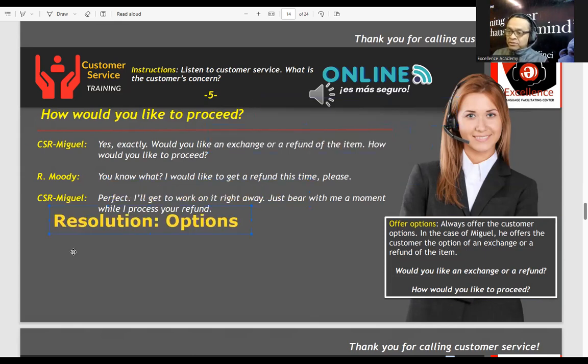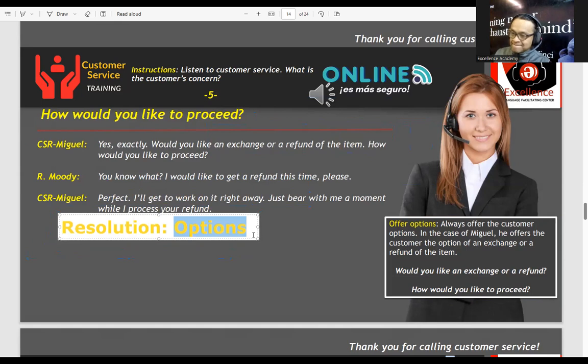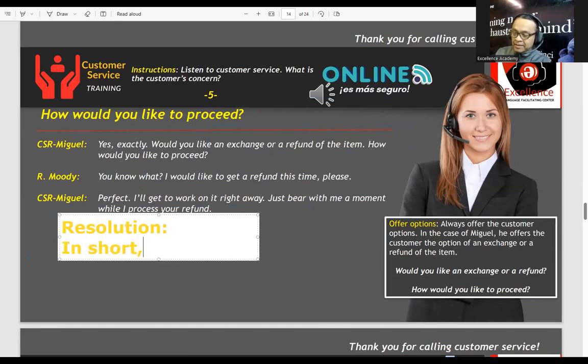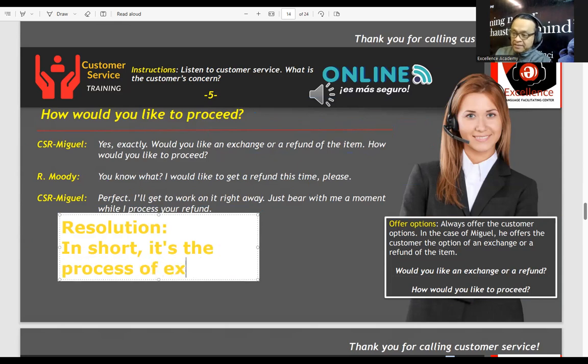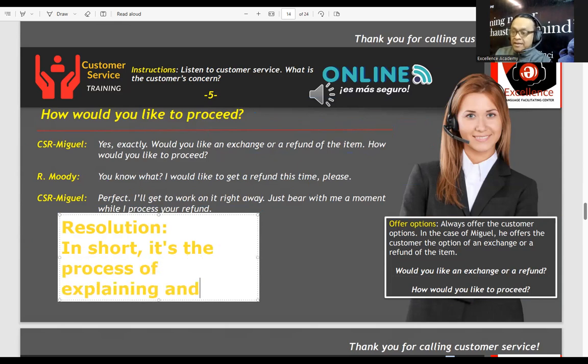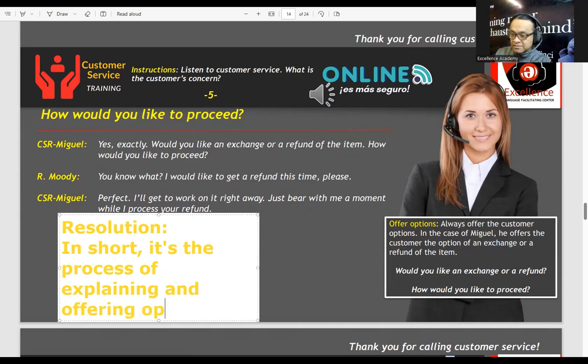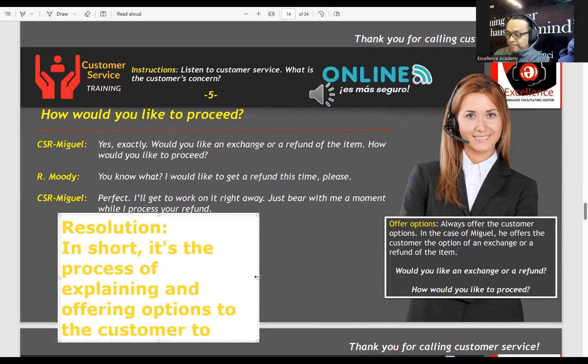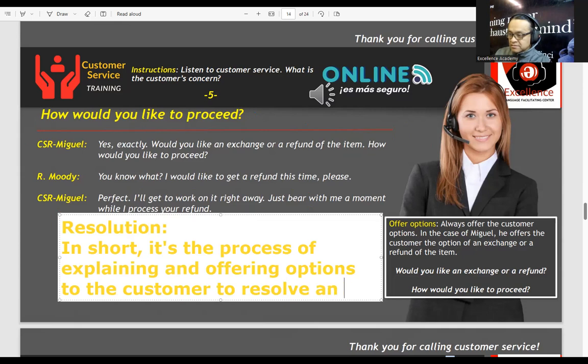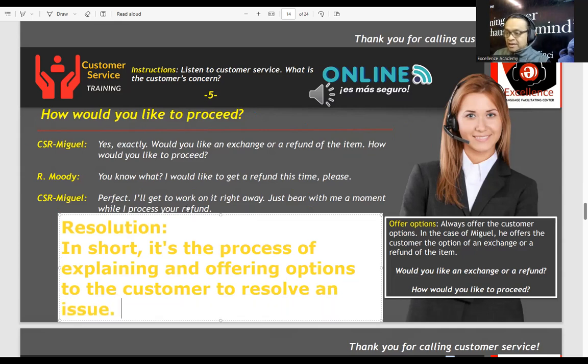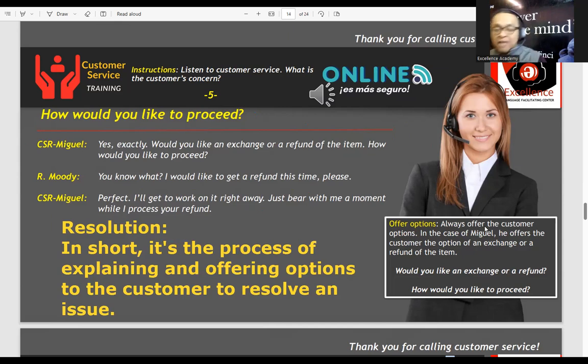Okay, so resolution in short, right? In short, it's the process of explaining and offering options to the customer to resolve an issue. In this case, the item that was lost, that the customer did not receive. So resolution, guys, you have an idea what it is in the process.